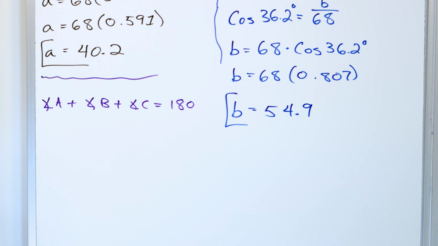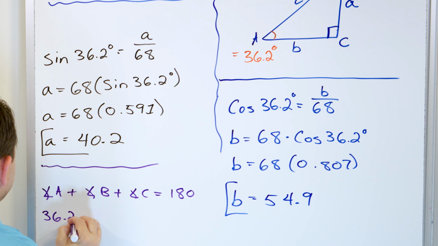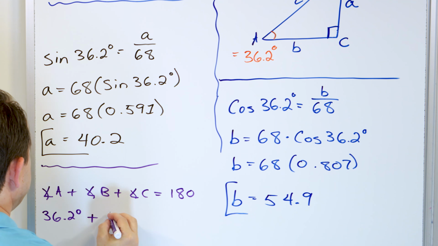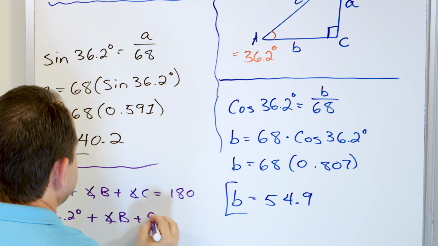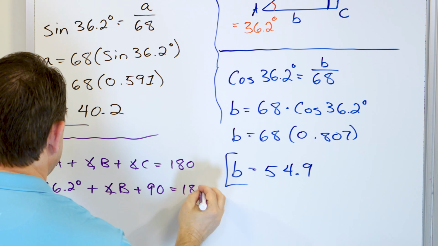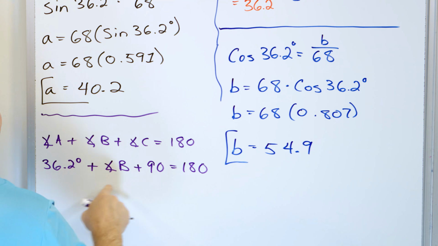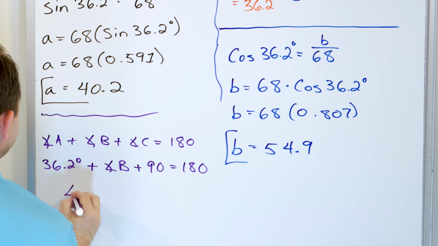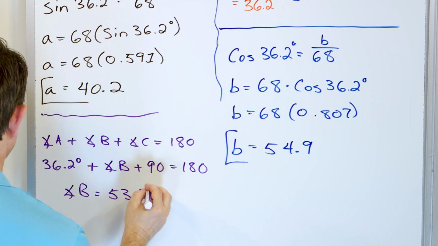Any triangle at all, actually. Now, measure of angle A was 36.2 degrees. Measure of angle B is what I don't know. And the measure of angle C here is 90 degrees. So put the 90 in here, and that's got to equal 180. So the way you solve this is you take the 180, you subtract 90, and then you subtract 36.2, and angle B works out to be 53.8 degrees.